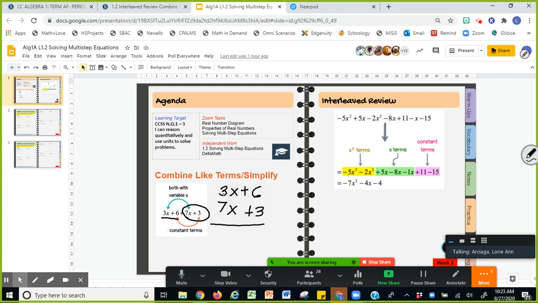So if I add these two together, 3 plus 7, that's going to be 10. We bring down the common variable, okay? And then we add these together because they have the same sign as well. So plus 9. There you go.